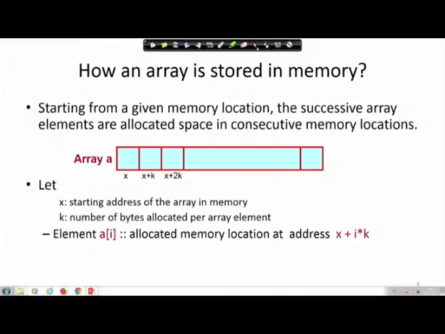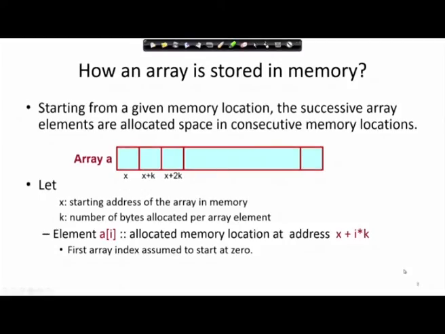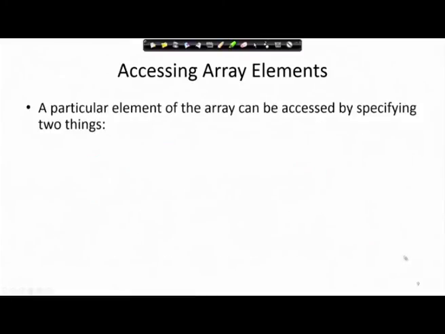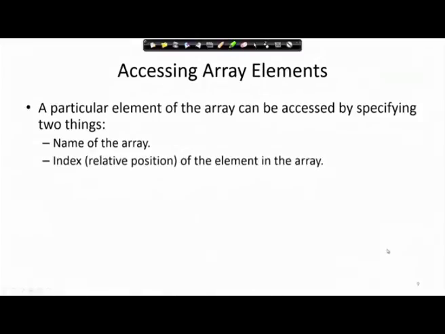Now, the first array index is assumed to start at 0. In C, we are doing that. So, a particular element of an array can be accessed by specifying two things. What are the two things? Name of the array, and index. Index is nothing but the relative position in the array. We will continue with this discussion further.